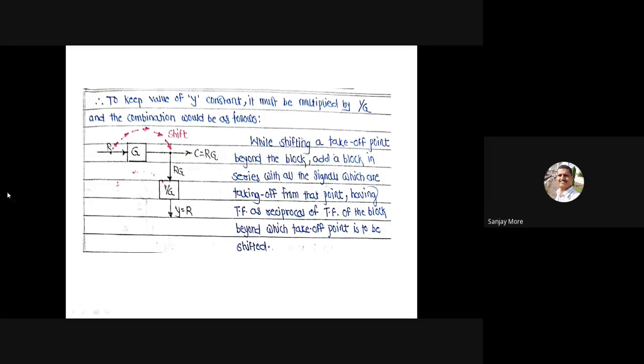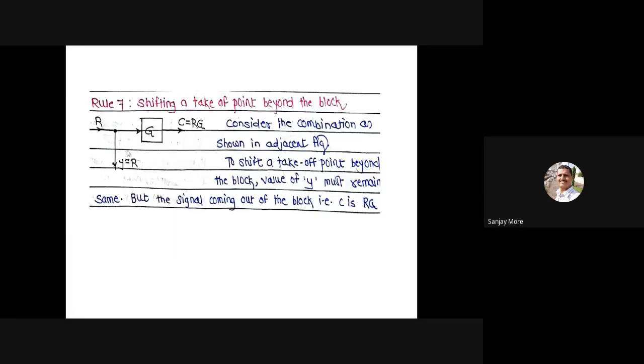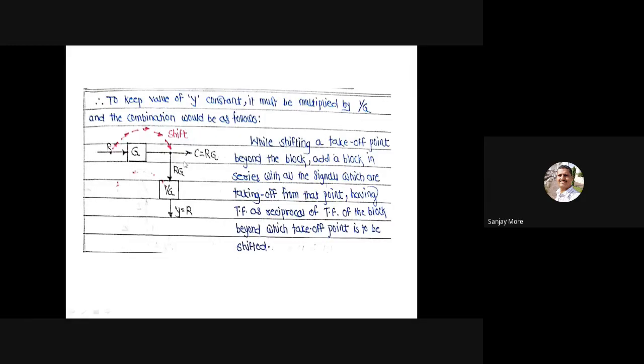Okay, understand? If you have maintained the output C is equal to RG, you have to make changes after shifting this takeoff point. See this diagram, this takeoff point is shifted here, then R into G, therefore C is equal to RG, and after shifting this takeoff point, you have to maintain the output C equal to R into G, so you have to add this block 1 divided by G, using the transfer function or reciprocal of this block. Okay, so draw this and write down.